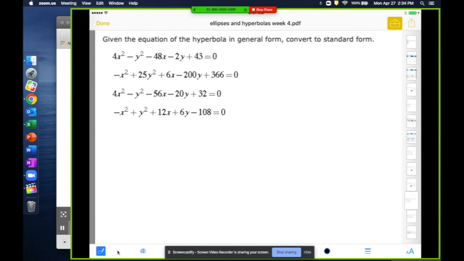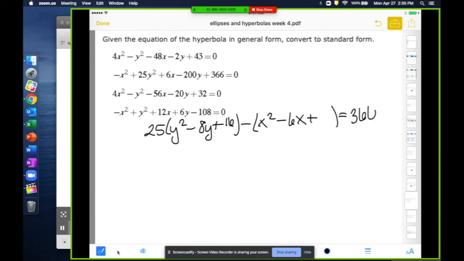And for example number 2, I'm always going to want to try to have my positive coefficient first, so I'm going to flip the y's to the front. So I'm going to divide out that 25, be left with y squared, and then the 200 divided by 25 is going to be -8y plus blank, but b divided by 2 squared, so -8 divided by 2 squared is 16. And then now I'm going to factor out the negative in front of the x squared, so that turns my positive 6x into a -6x, and then my 366, I'm going to subtract it to the right hand side.